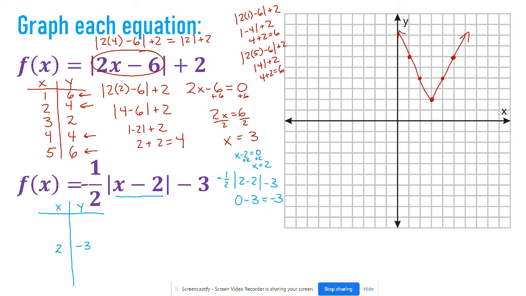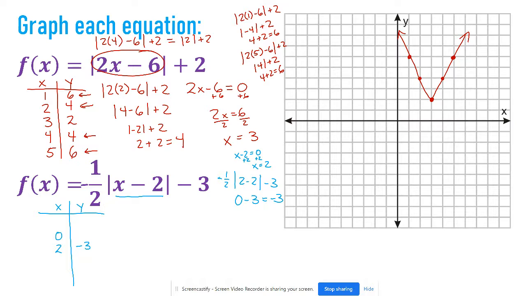Now I want to go on either side of that. Now here's the one thing I do notice. I am multiplying by 1/2. So I could plug in anything, but this is going to be easiest if I get whole numbers that I can graph. And I'm going to get a whole number if I can keep the absolute value even. Since I'm taking half of it, I want even numbers here. So the next number I'm going to plug in when I go on either side, instead of doing 1 and 3, I'm going to do 0 and 4. Go a little bit further out here.